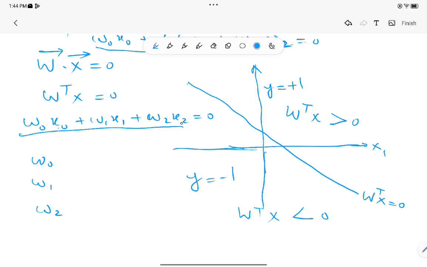You don't need x1, x2, because x1, x2 are changing. They're variables. For example, take this point on the line. What is the value of x1 for this point? It is this. What is the value of x2 for this point? That is this. Now take this point. The value of x1 is this, the value of x2 is this. So on different points on this straight line, we have different values of x1 and x2, but the same values of w0, w1, and w2.